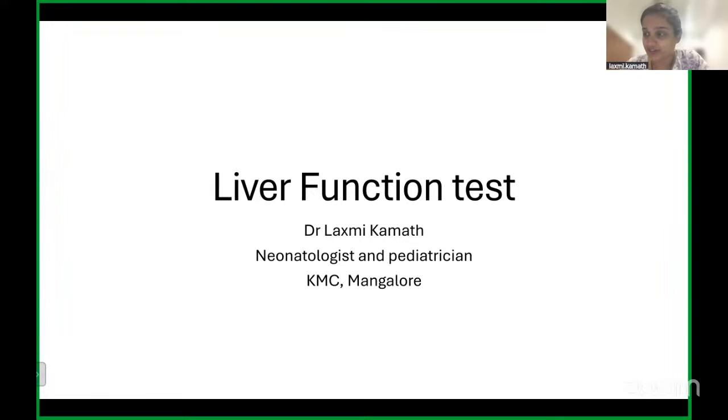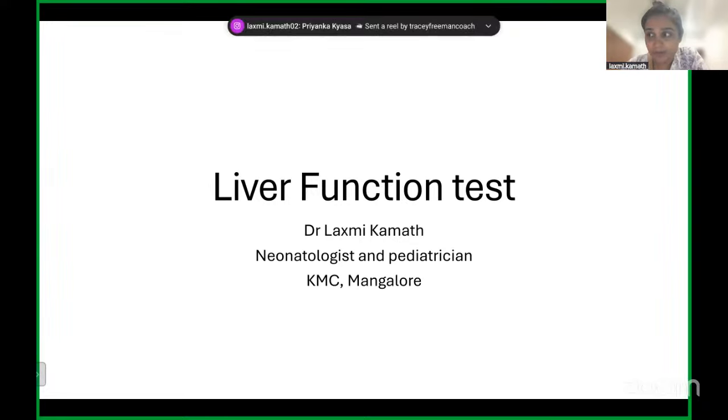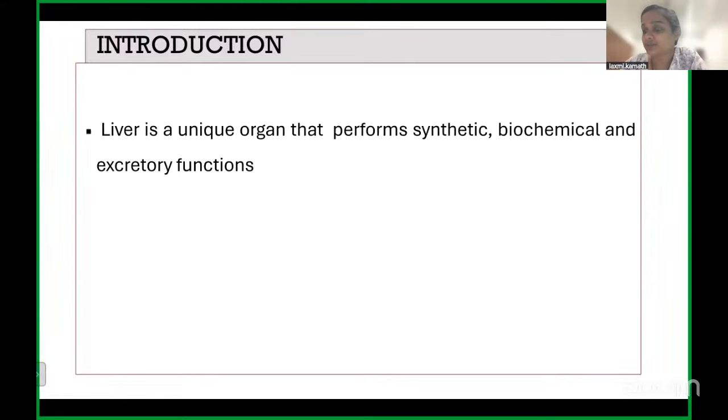So basically, you should understand each component of this liver function test tells different functions of the liver. Although there is no one test which is perfect to tell whether the liver is functioning right or wrong, the composite of tests is what matters. Okay, so let's start the class.